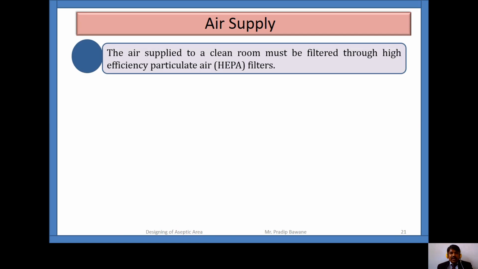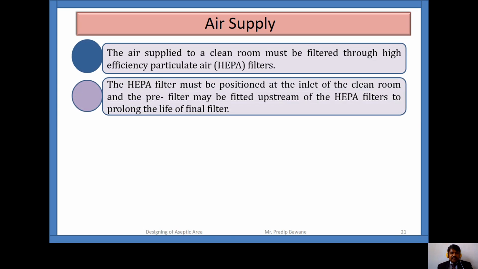Then finally, we will move to the air supply. The air supply to the clean room must be filtered through the high efficiency particulate air filter, which is what is called the HEPA filter, which normally has a filter size of 0.45 micron and which can retain all sorts of bacteria.